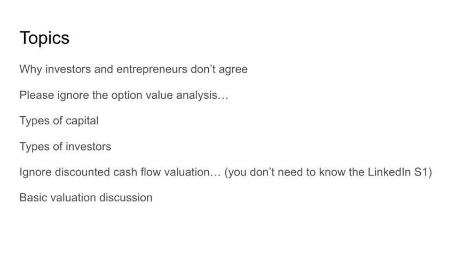Your textbook provides a detailed explanation of funding and valuation based on option value analysis. That's quite beyond the level of sophistication in this particular course, so you are welcome to completely ignore that. We'll quickly cover types of capital and types of investors. Then again, your textbook goes into a detailed explanation of discounted cash flow valuation. You also don't need to know the detailed information about the LinkedIn S1 document that's provided in the textbook. However, both those are useful areas to skim just so you're familiar with them.